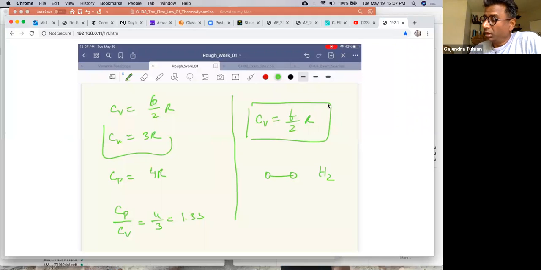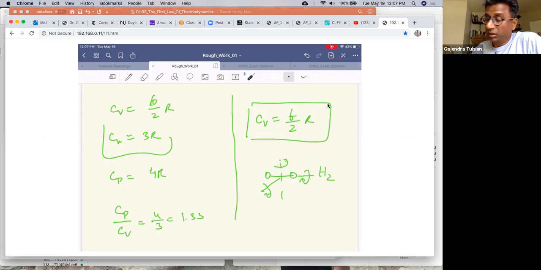So this molecule is not rotating. All it can do is translate. The temperatures are too low to excite any of the rotational modes. So these two rotational modes are not excited. And of course, we never excite that rotational mode because that requires quite a large temperature.